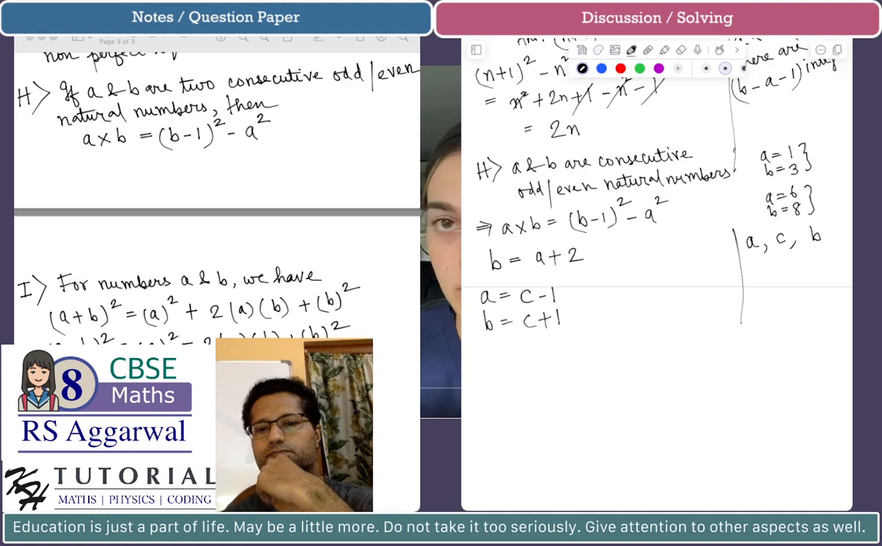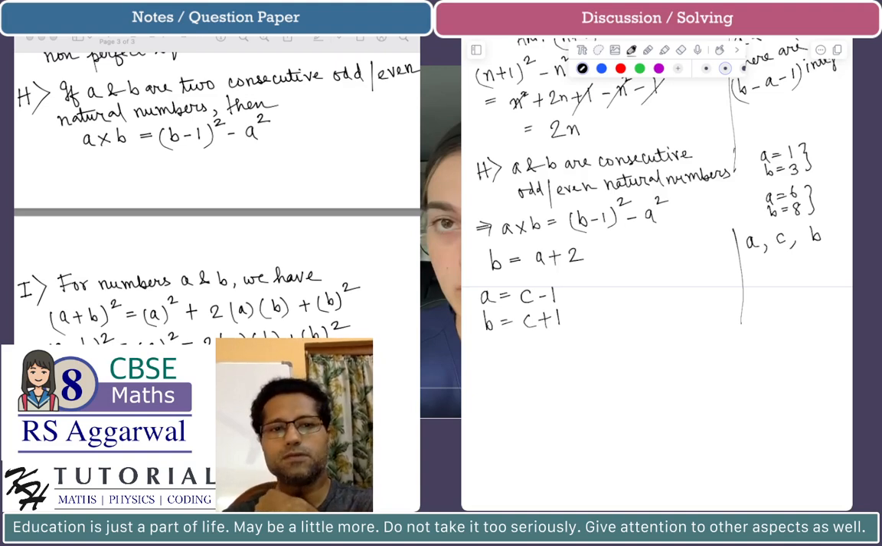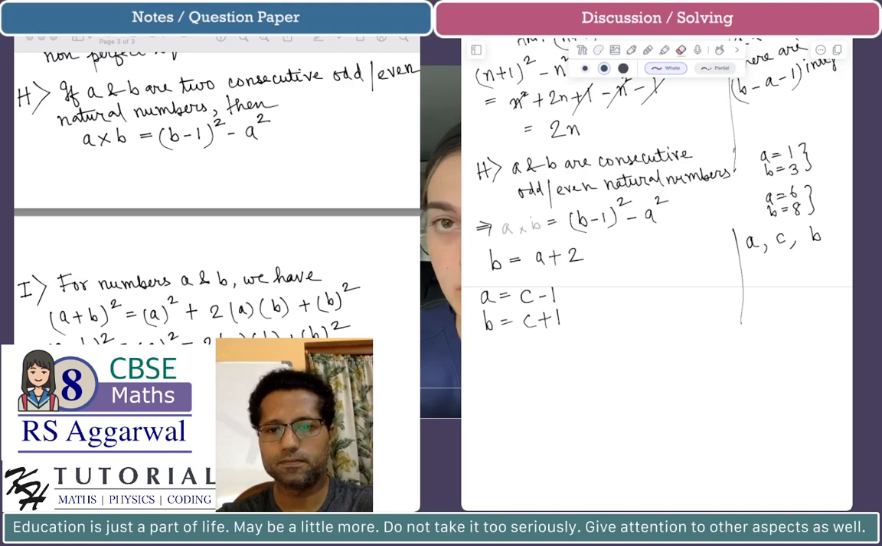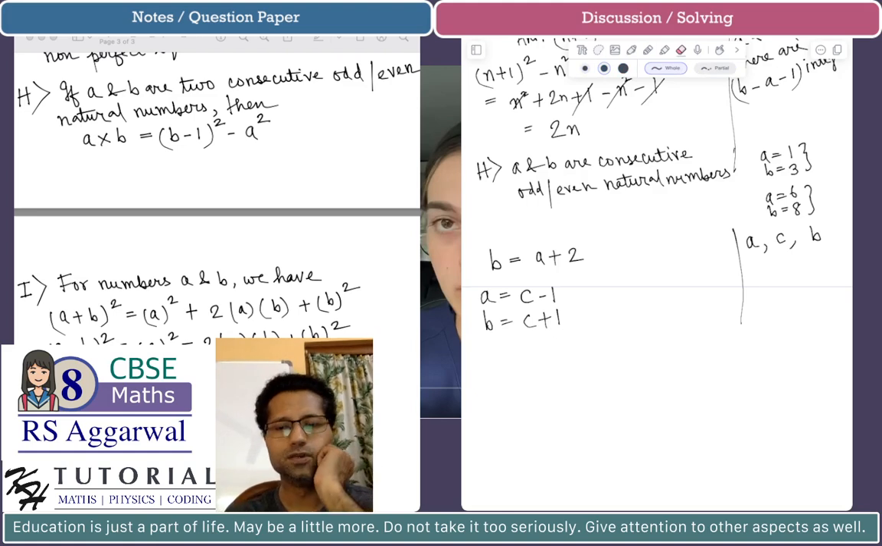A equals to... wait a second, b minus 1 whole square. No, I think I've written a little wrong in the notes. I'm so sorry. So no, I will rub this thing. Let me see. So I have this.